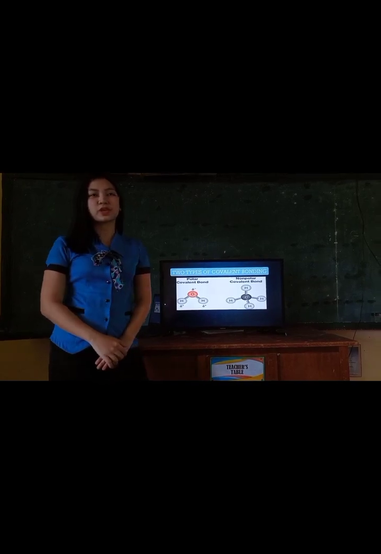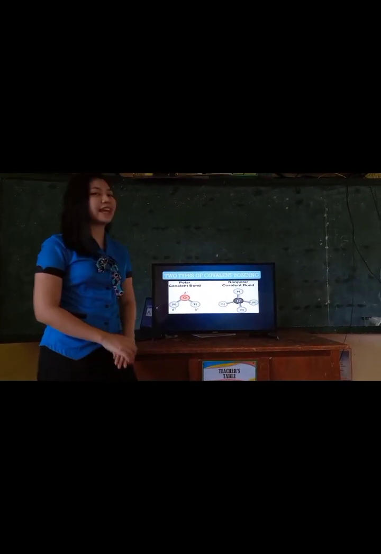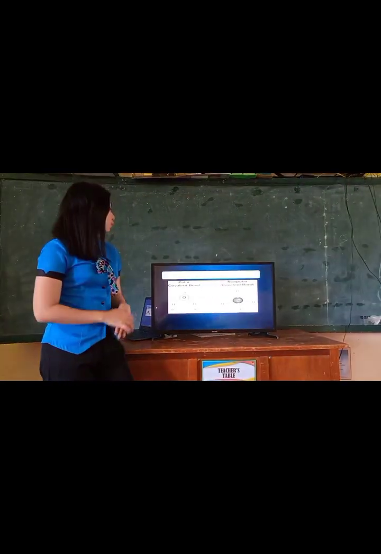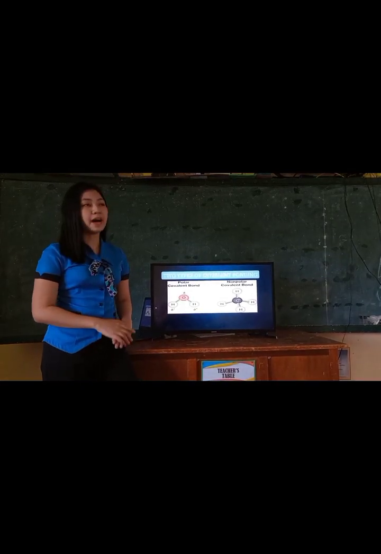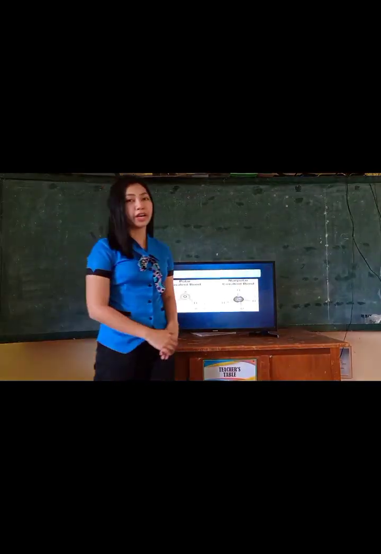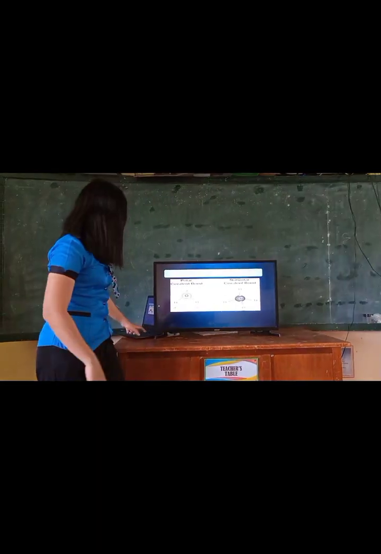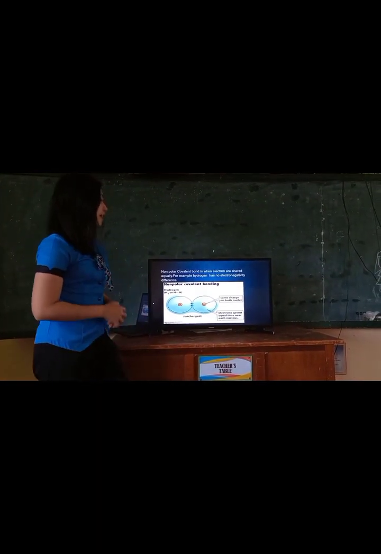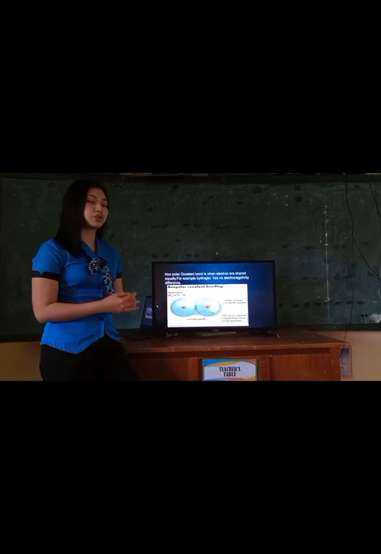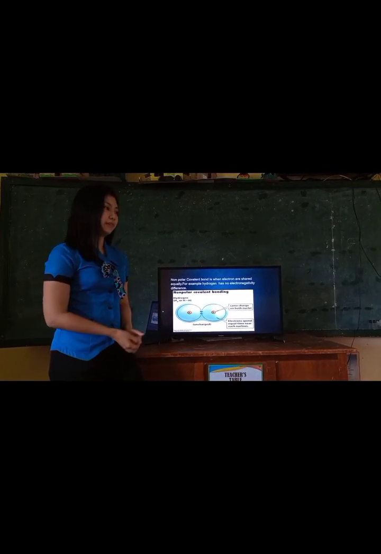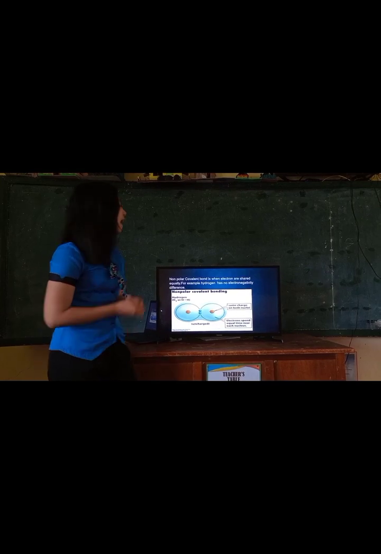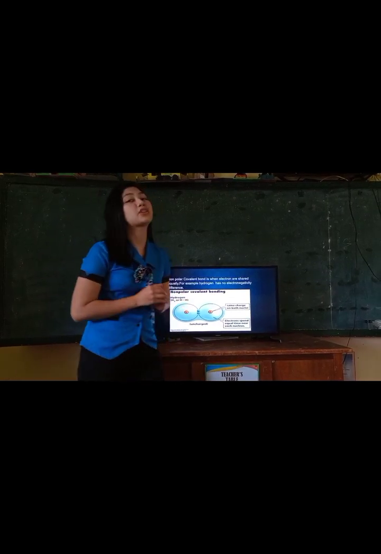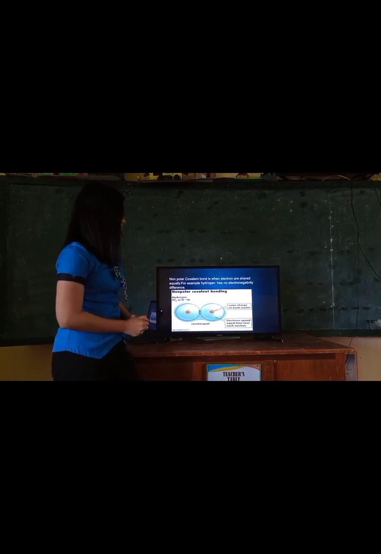So, class, let's proceed to the two types of covalent bonding. We have polar covalent bond and non-polar covalent bond. A non-polar covalent bond is when the electrons are shared equally. For example, hydrogen, which has no electronegativity difference.